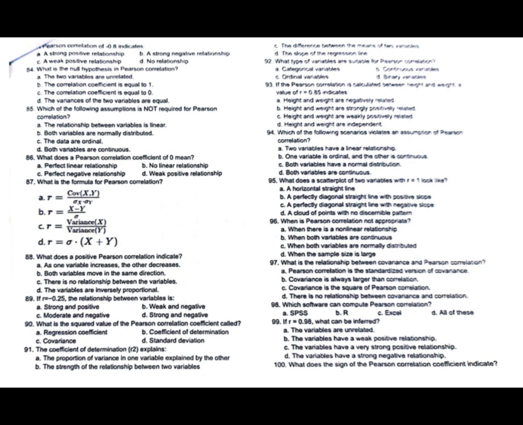If the Pearson correlation is calculated between height and weight, a value of R equal to 0.5 indicates height and weight are strongly positively related. Letter B. 94. Which of the following scenarios violates an assumption in Pearson correlation? So letter B, one variable is ordinal and the other variable is continuous, since we need a continuous variable per Pearson correlation.